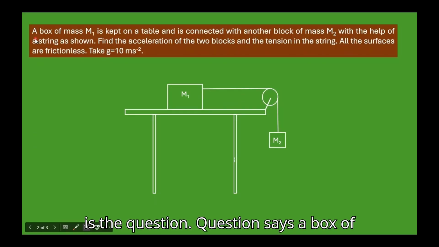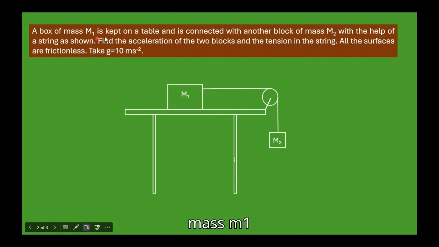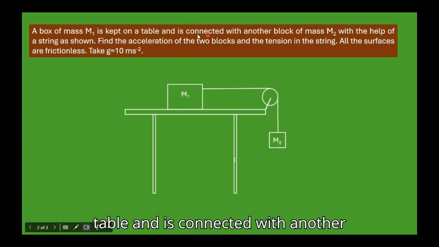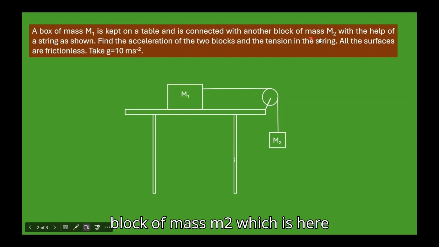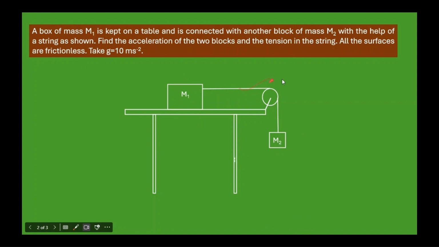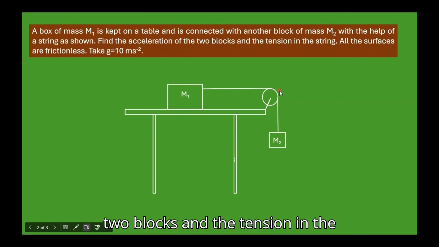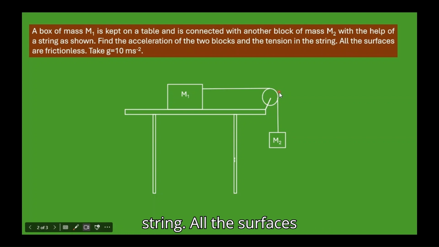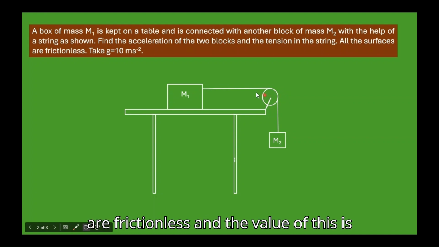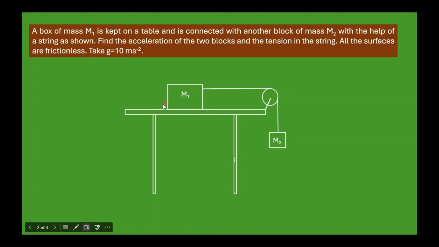Here is the question. A box of mass m1, this one, is kept on a table and is connected with another block of mass m2, which is here, connected with this string. As shown, find the acceleration of the two blocks and the tension in the string. All the surfaces are frictionless and the value of g is 10 meters per second squared.